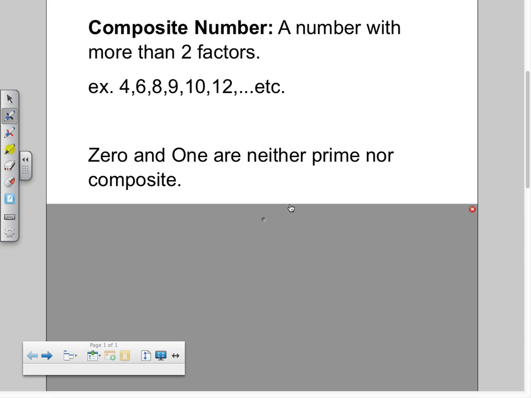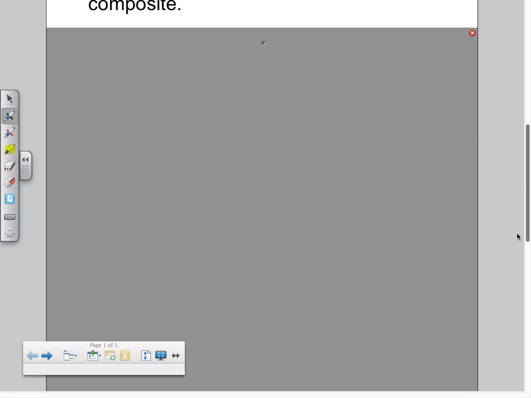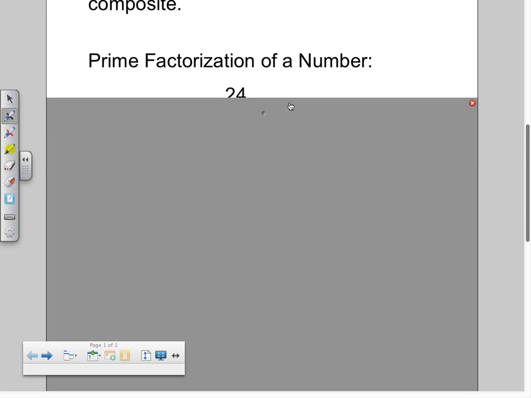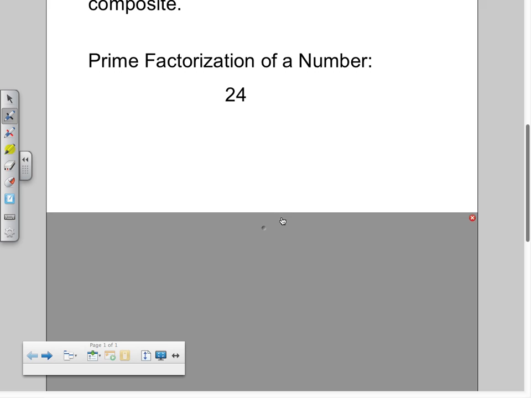Okay, so that should be review. And in fact, the whole lesson today I think should be review because I believe you've seen this before. So now we're going to take a number and we're going to break it down into its prime factorization. So prime factorization of a number. What I want to do is take 24 and break it into its most basic components. That means all the prime numbers that make 24 up.